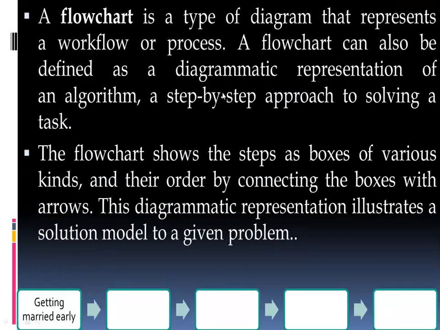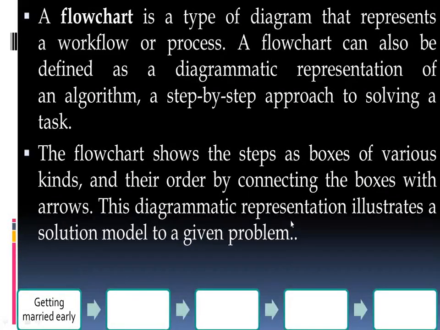Okay, let's go. After today's lesson, you will be able to describe what a flowchart is, describe the types of flowchart, describe the style of answering a flowchart, explain the basic structure of a flowchart, and apply the structure of a flowchart.